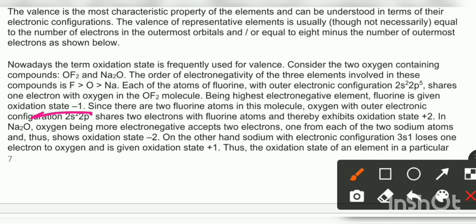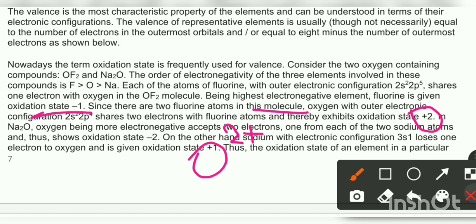Since there are two fluorine atoms in the molecule, oxygen loses 2 electrons. So here oxygen gets plus 2 oxidation state. The oxidation state of oxygen here is plus 2.